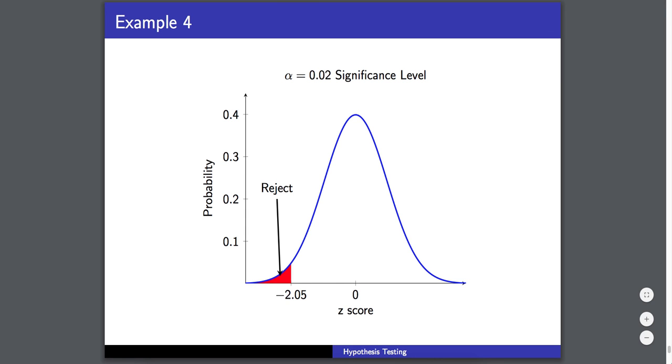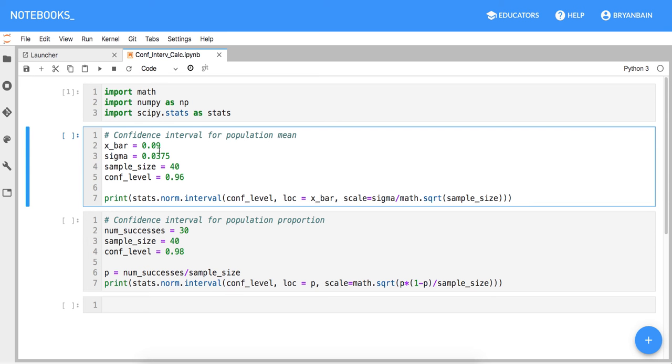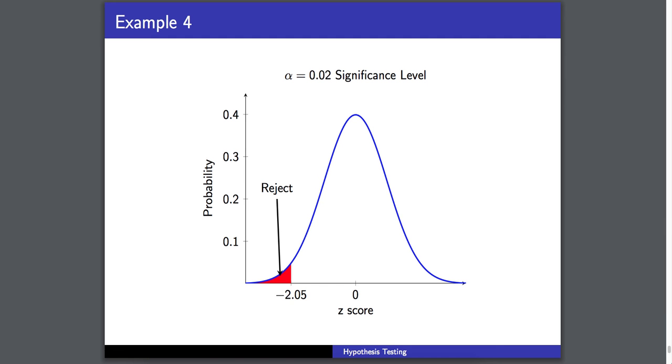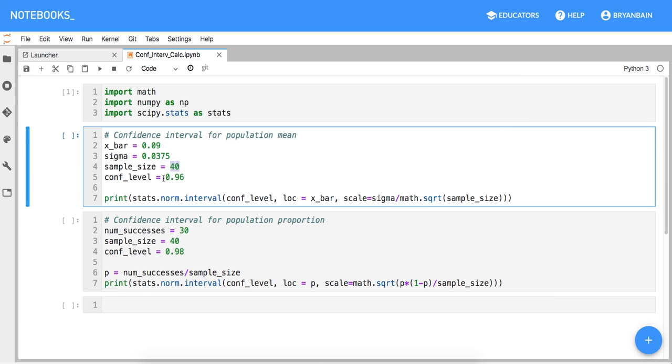And then finally, our confidence interval. If we construct our confidence interval, we have our x bar is 9%, 0.09, our sample mean, our sigma value 0.0375, 3.75% for the population standard deviation, sample size of 40. Remember, for confidence intervals, if we use the confidence interval code from before, we can't do a 98% confidence level. 100% minus 2% is 98. Because it's a left-tailed test, we have to double this significance value. So when we double 2%, we get 4%, and that's actually going to give us a confidence level of 96%.